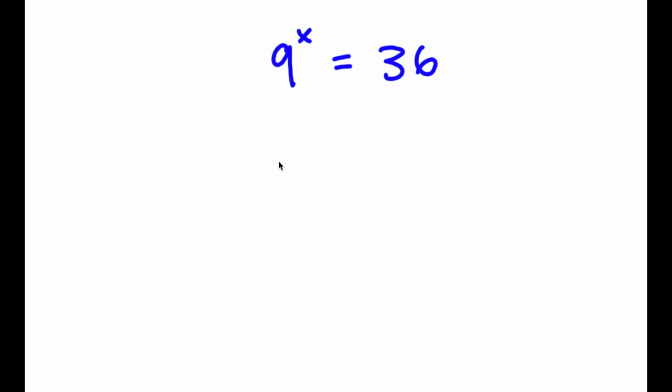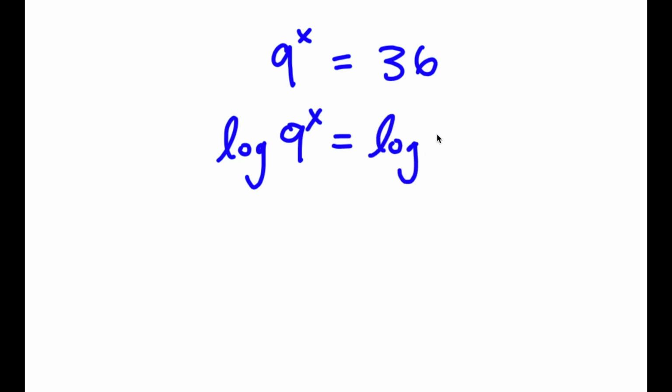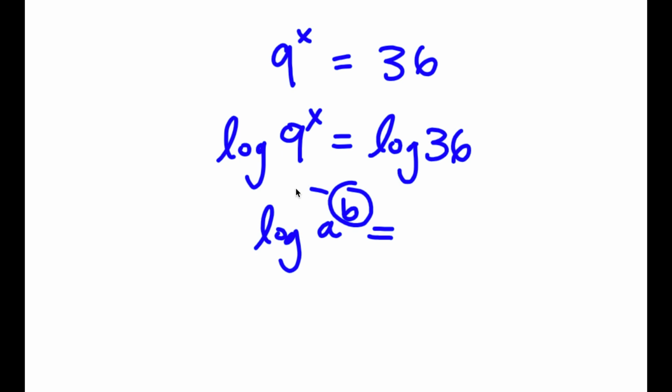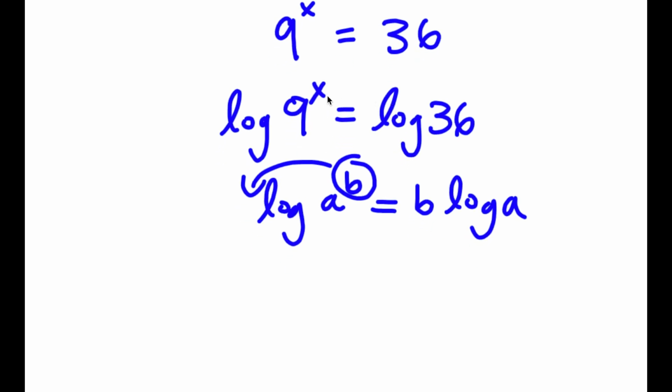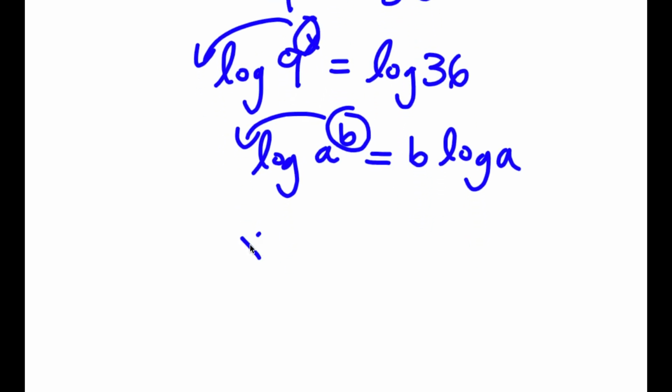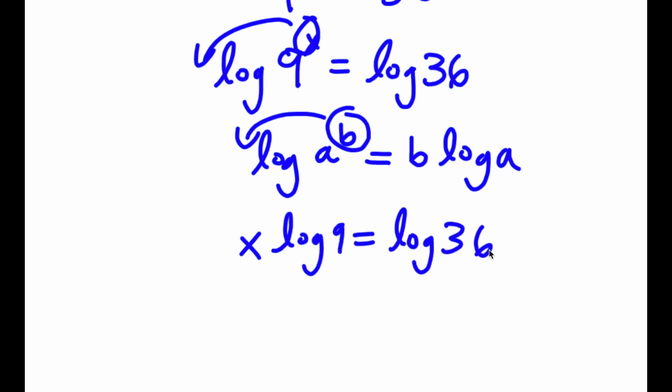Alright, so in this problem, I have 9 to the power of x is equal to 36. So what I'm first going to do is take the log on both sides. So I have log 9 to the power of x is equal to log 36. Now if I have something in the form log a to the power of b, I can move this exponent b to the front. So it's equal to b times log a. In this case, I have log 9 to the power of x. I can move x to the front. So now I have x times log 9 is equal to log 36.